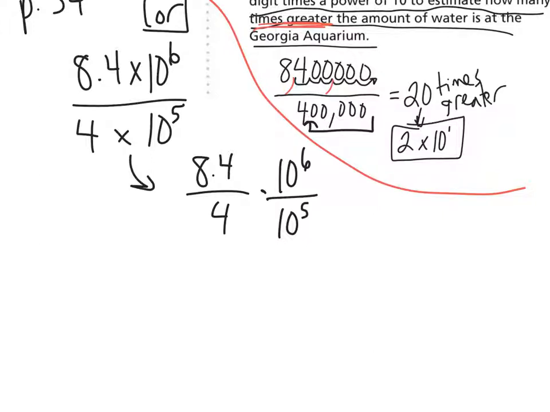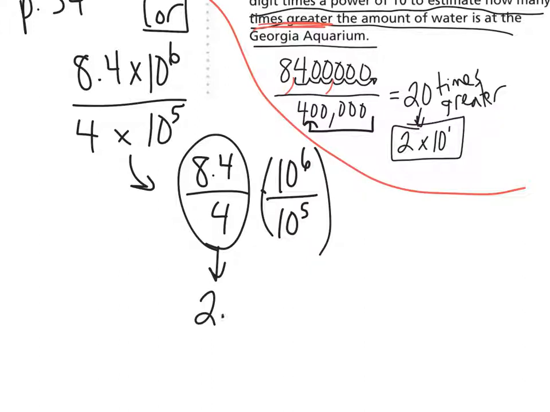And if I go back, then I can see I made a mistake on that last part. We'll look at that in a minute. If you divide this out, 8 4/10 divided by 4, you'll get 2 1/10. And then 10 to the 6th divided by 10 to the 5th, that's like we did earlier. We divide like bases, subtract exponents. So that would be 10 to the 1st power.